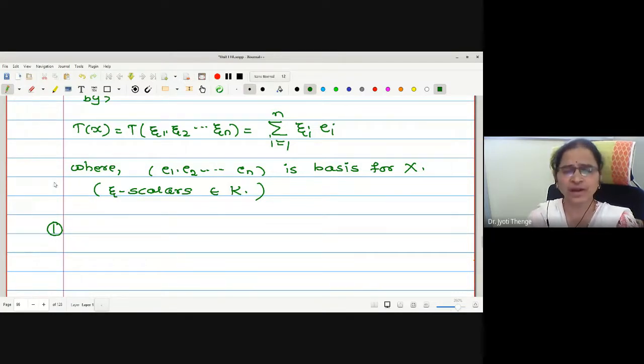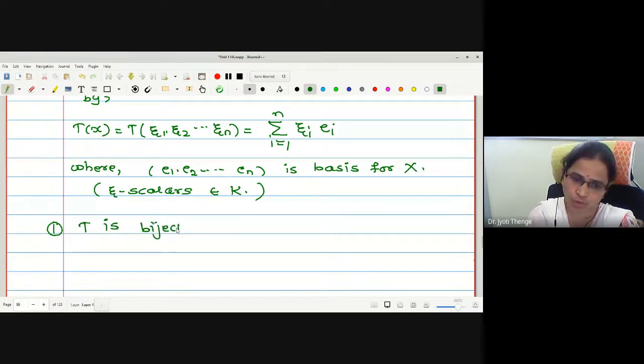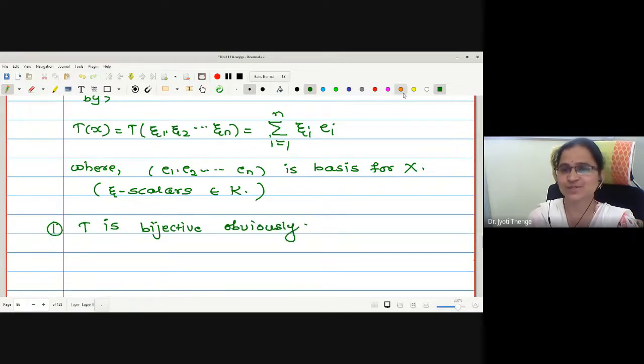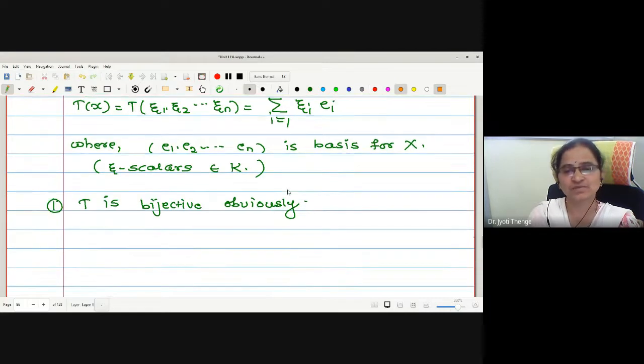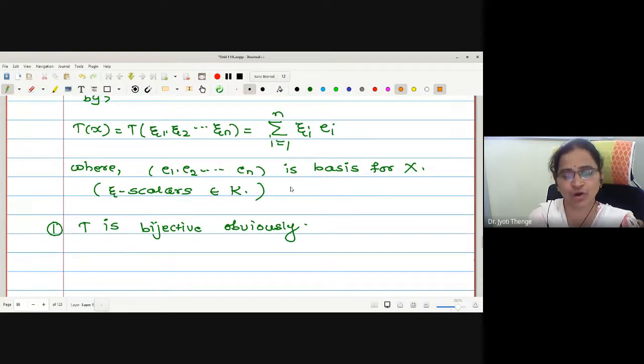If I'm looking at the definition, may I say it is obviously true? Obviously true. Why? You may check the one-one property. Here we will write in the proof: T is bijective, obviously. That's why I'm saying obviously is the most dangerous word. Sometimes whatever we write as obvious, we do not know the reasons. Correct? Let us check.